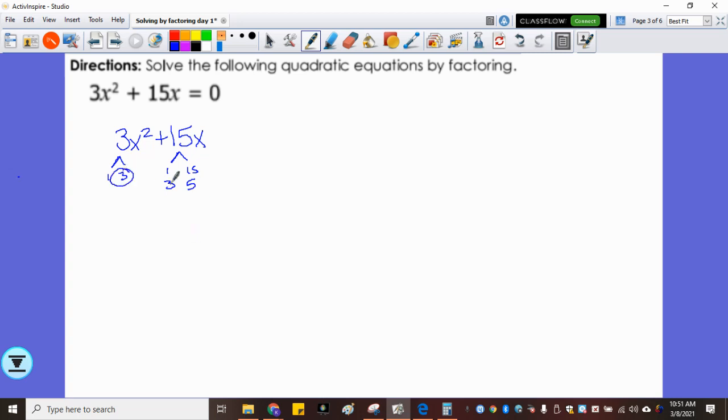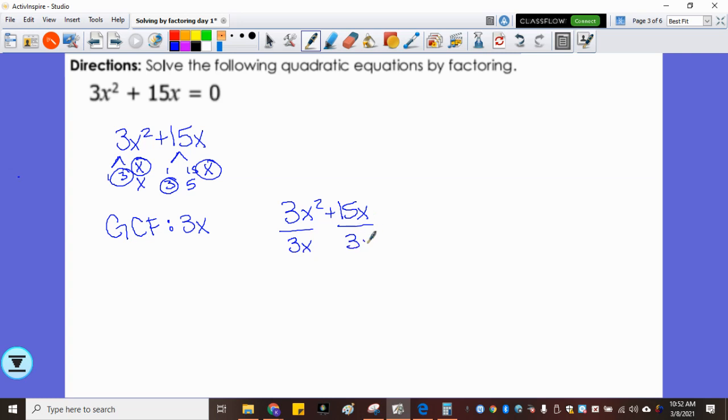So our greatest common factor is 3. And then how many x's do they have in common? 1. So that's what we're going to take out. Our greatest common factor is 3x. So we're going to factor that out. When we factor that out, you're dividing.